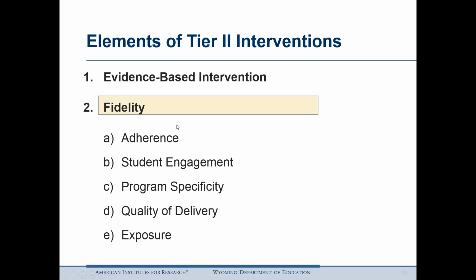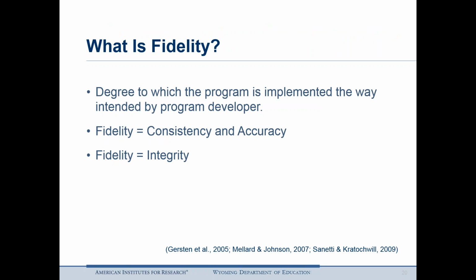Now let's discuss what it means to have Tier 2 interventions delivered with fidelity. Fidelity refers to how closely teachers follow prescribed procedures, and in the context of schools, the degree to which teachers implement programs the way they were intended by the program developer. It also relates to the quality of implementation. This means that teachers are implementing the intervention with consistency and accuracy and are adhering to the instructional plan with integrity.